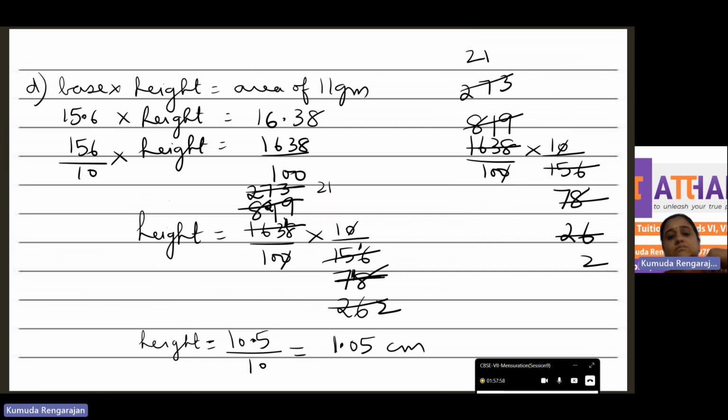Practice it at home, I said. Then we divided 21 by 2. We got 10.5. And 10.5 by 10 is 1.05 centimeter.